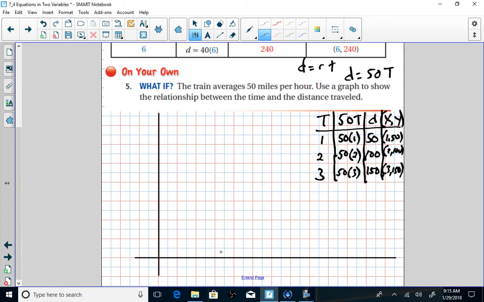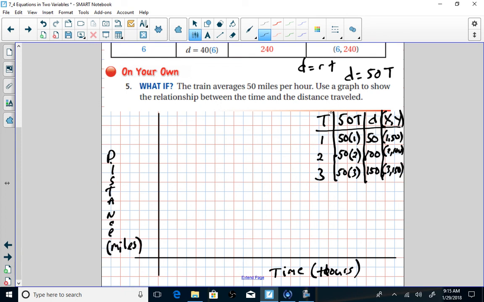Remember, along the horizontal axis, those are our input values. And what does the T represent? The T represents time in what? Hours. So we label time, and those in hours. H-O-U-R-S. Time in hours. Well, what's the output? The output is distance. And those are in miles. All right, we always have to label our axes.